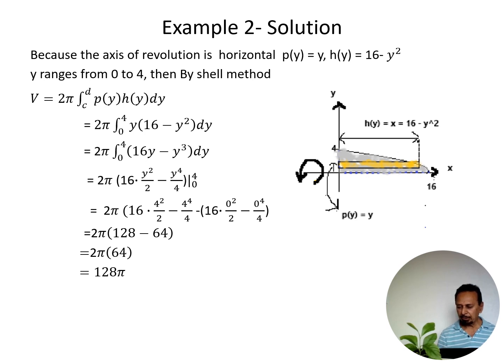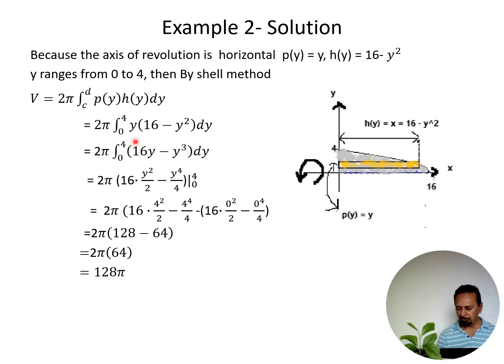Okay, so now we have p of y is equal to y, and h of y is 16 minus y squared. And y ranges from 0 to 4. And the formula we're going to use is V equals 2 pi integral from c to d of p of y h of y dy. So this will become 2 pi, and c is 0 and d is equal to 4.